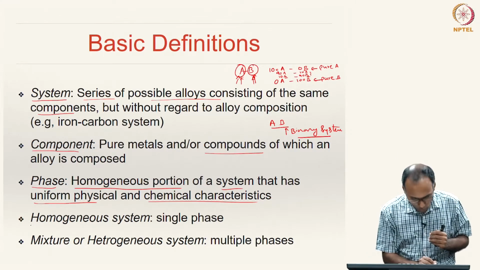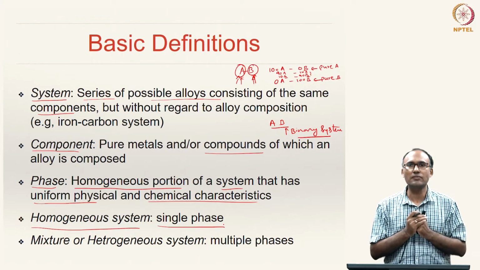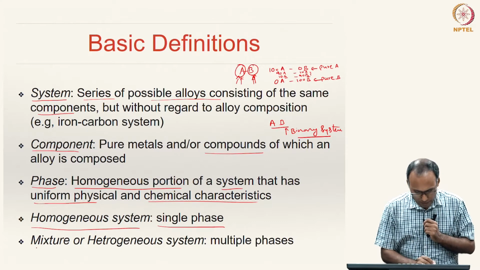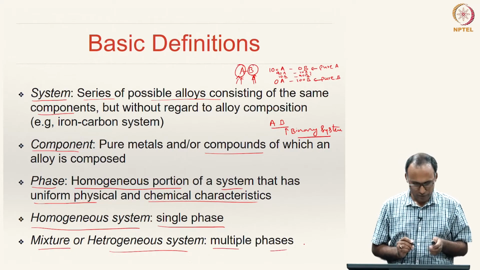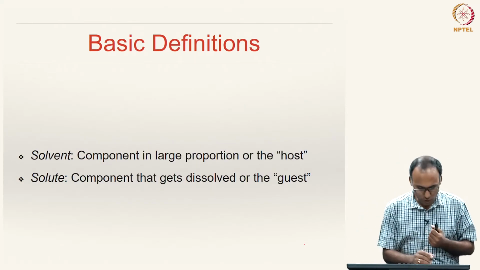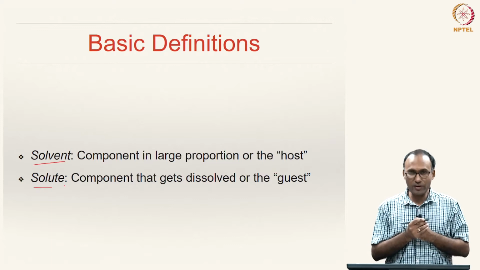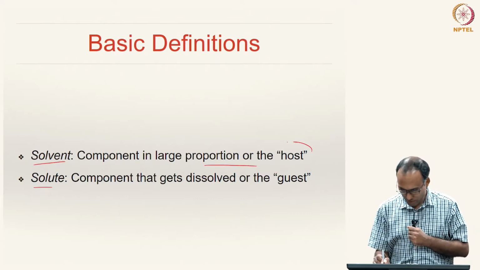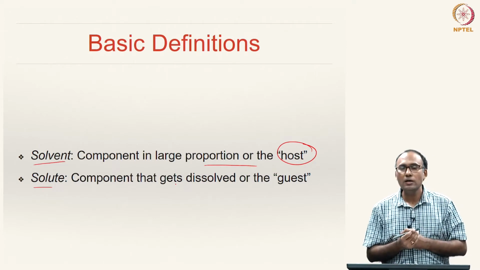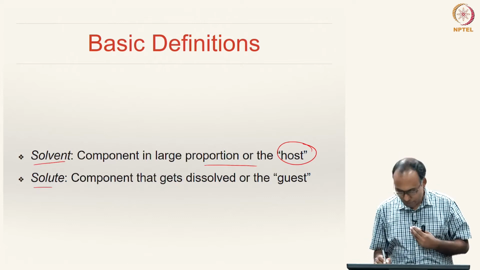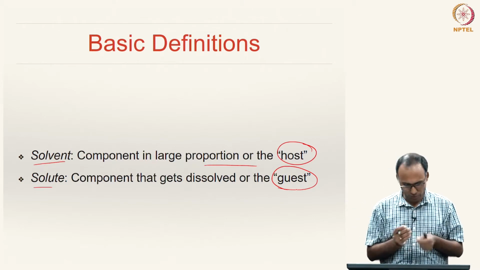And what do we mean by a homogeneous system? A homogeneous system is nothing but a system which has only a single phase, and a mixture or heterogeneous system is the one which has multiple phases. And we already know the definition of solvent and solute, we have looked at it in the previous classes. The solvent is the component in larger portion, or the host, and the solute is the component that gets dissolved in the solvent; the solute can be thought of as a guest, which is coming and sitting amongst the solvent cloud or host cloud.